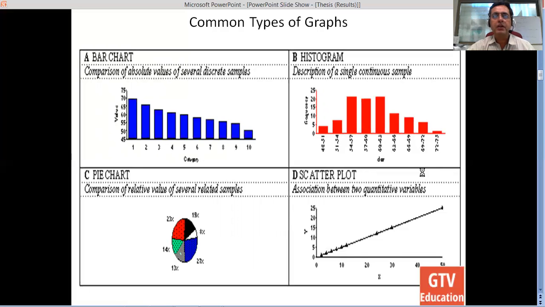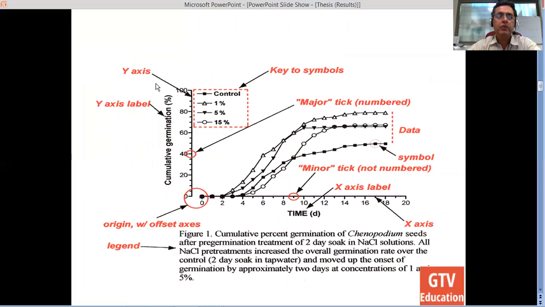So there are many different types of graphs, but these are common. And if you label different parts of the graph, you should know that the key to the sample symbols is provided here. This is the y-axis that you see here, and the y-axis label is here. You have to provide this particular label, whatever your variable is, you have to give it here. Then you give your independent variable, for instance in this case time, along the x-axis, and you have to define other terms as well. The major ticks and the minor ticks and the origin, it should start with 0. This is very important.